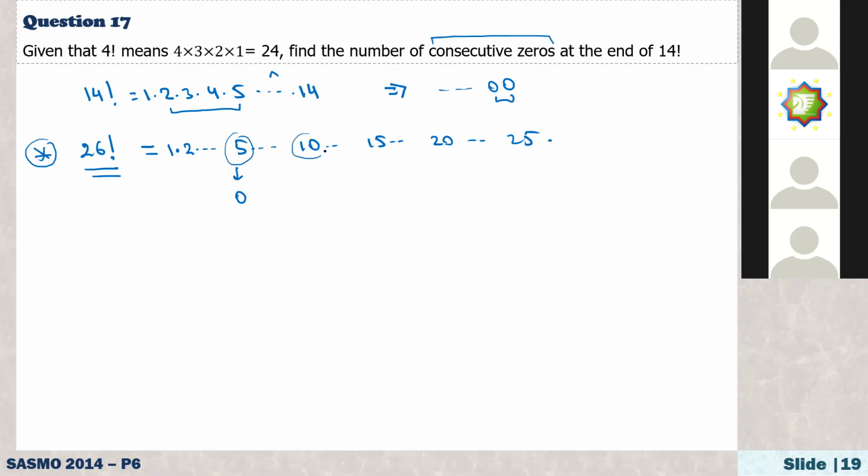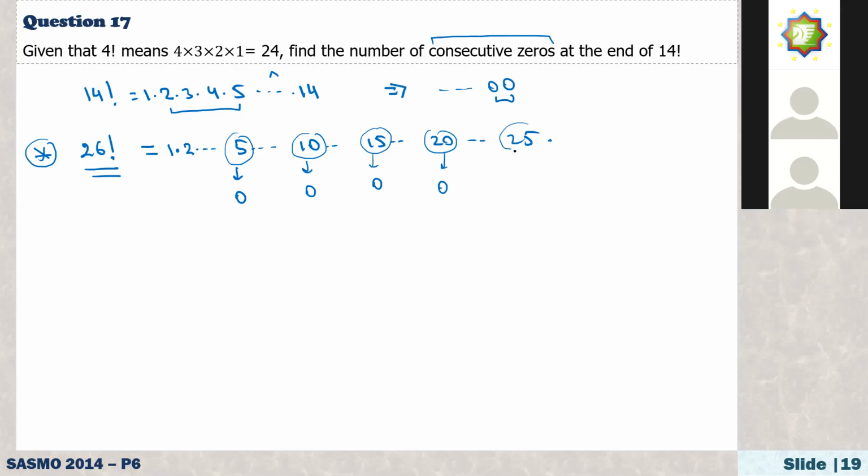And 10 we already have, I don't have to multiply by anything. And 15, for example, multiplied by 4 is 60, so it gives us 0. And 20, we already have 0, right? And now the question is, Aiden, if you multiply, for example, 25 by 4, how many zeros will there be at the end of that number?